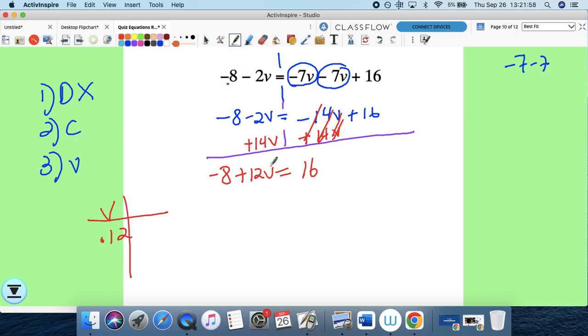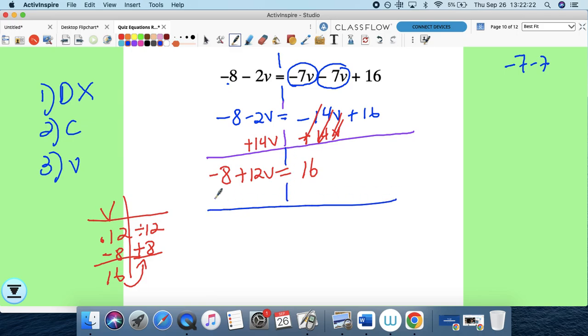I have a variable or a number that I don't know called v, which is being multiplied by 12, and then subtract 8 gives me 16. So everything that you see here horizontally, I wrote here vertically. So going back was our strategy, going backwards, right? We're going to do the inverse operations of these two. So we're going to add 8 first and then divide by 12 to get our value for v.